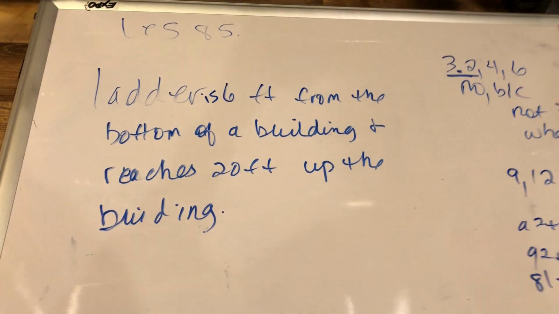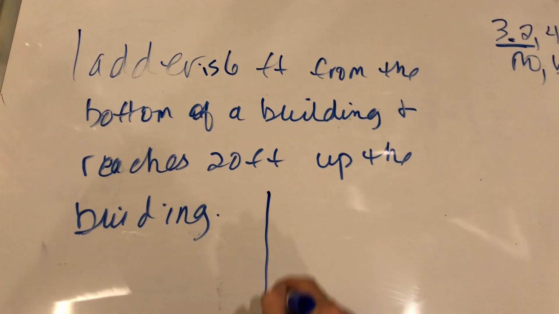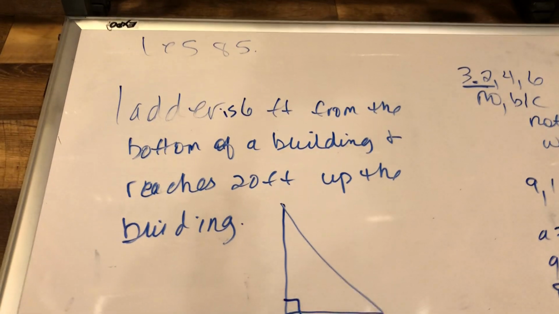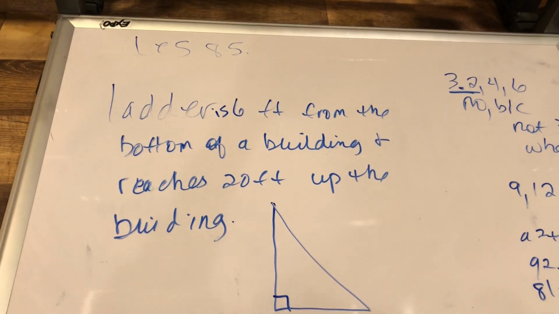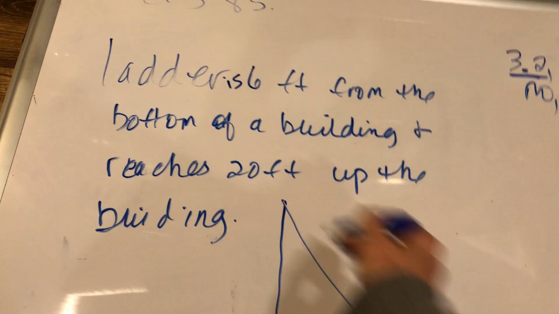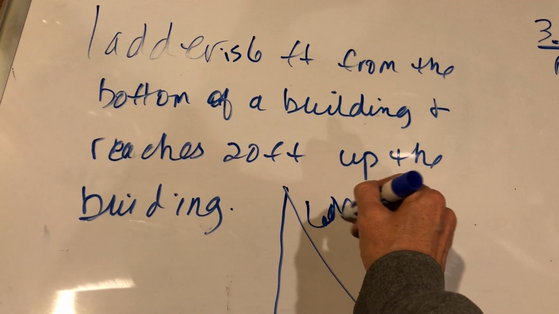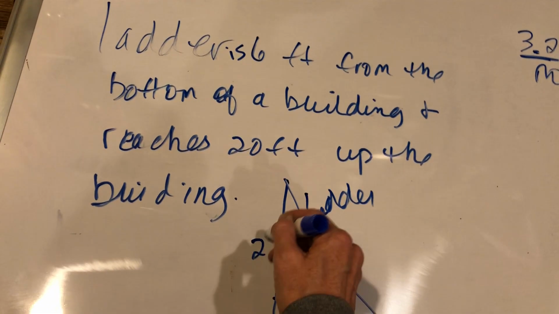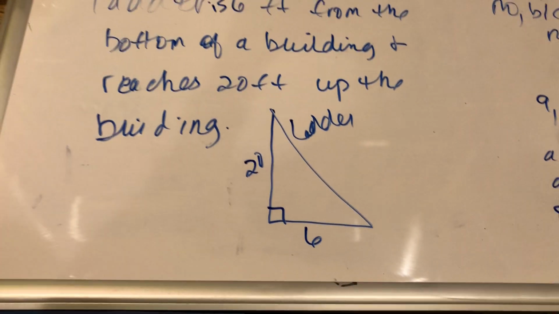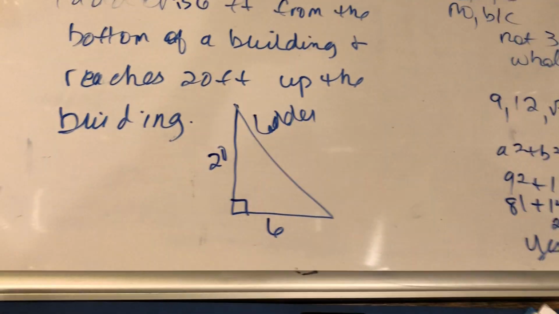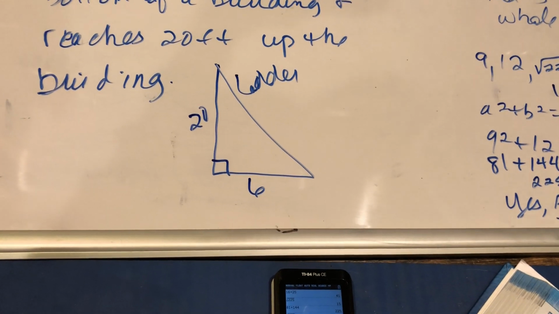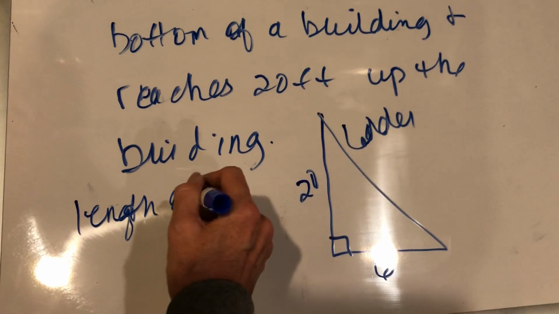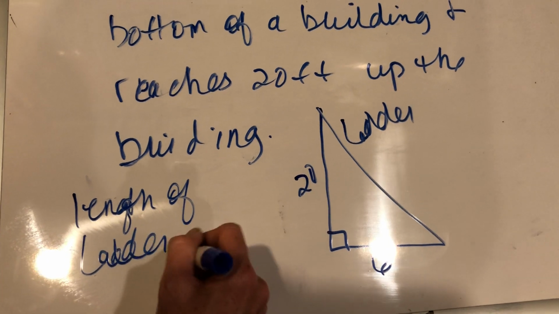So a big thing you need to do on this is draw a picture. I want you to draw a picture so you can see what's going on. We assume that the building and the ground make a right angle. So this is your building, this is the ground, this is the ladder right here, because it's leaning up against the building. And it reaches 20 feet up the building and 6 feet away from the building. And of course we want to know the length of the ladder. So length of ladder is what we're trying to find.